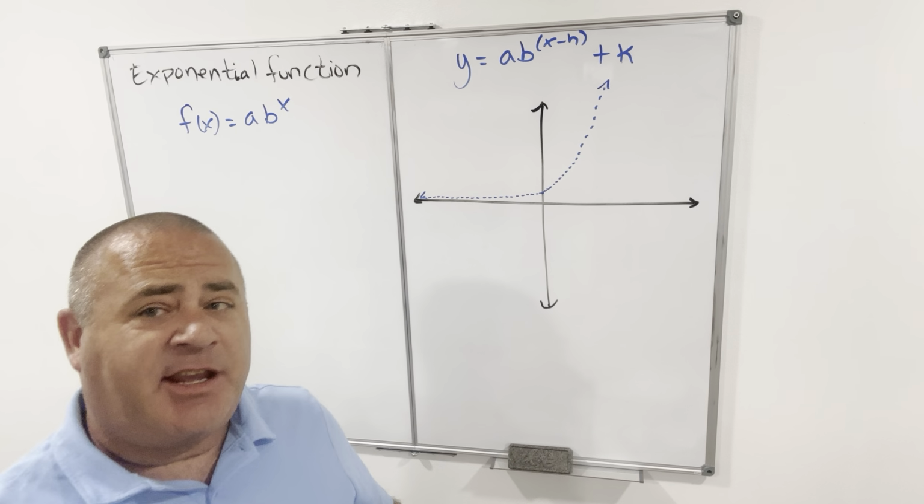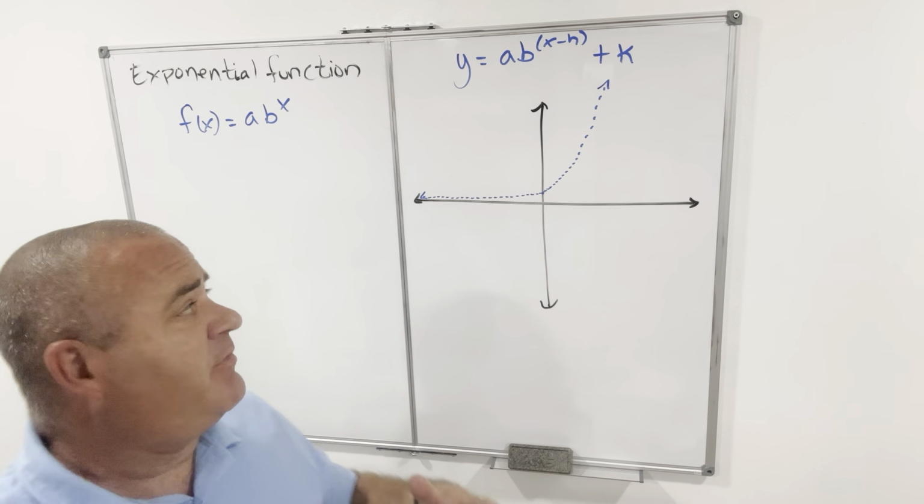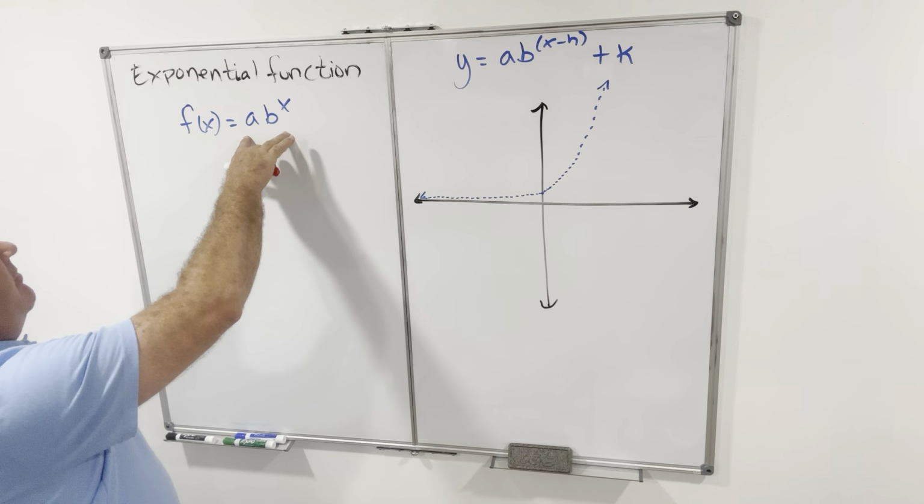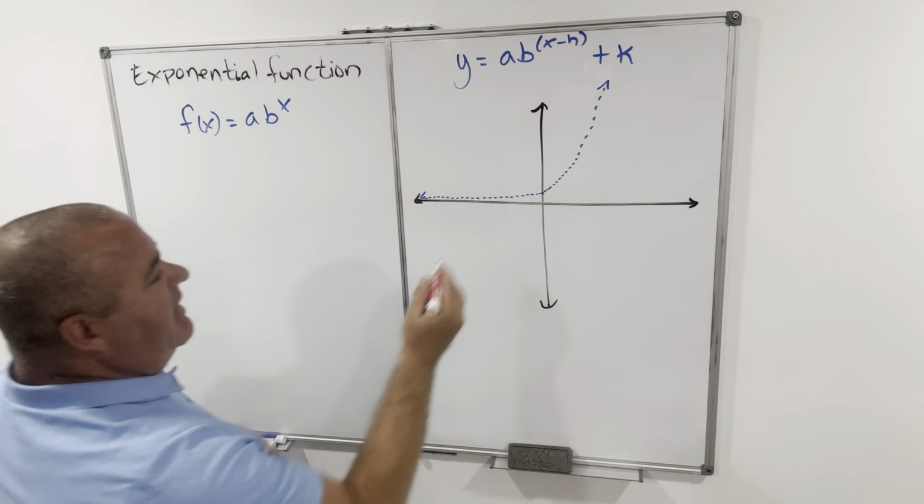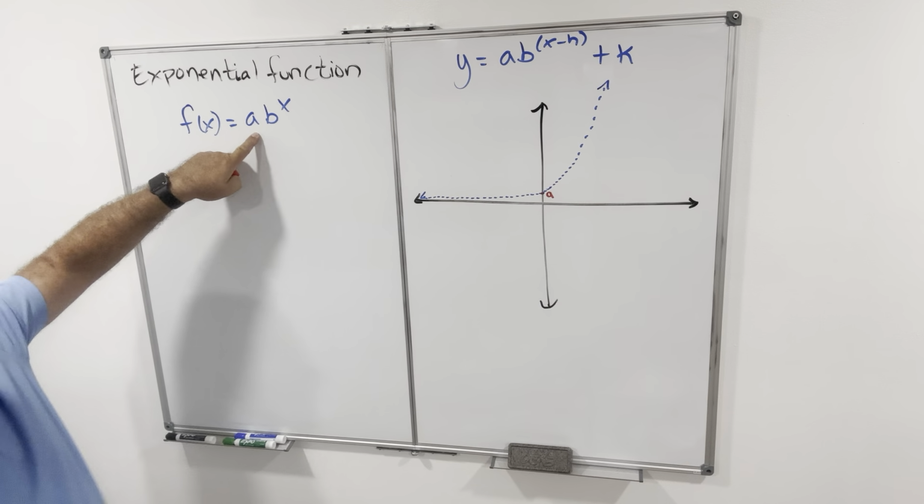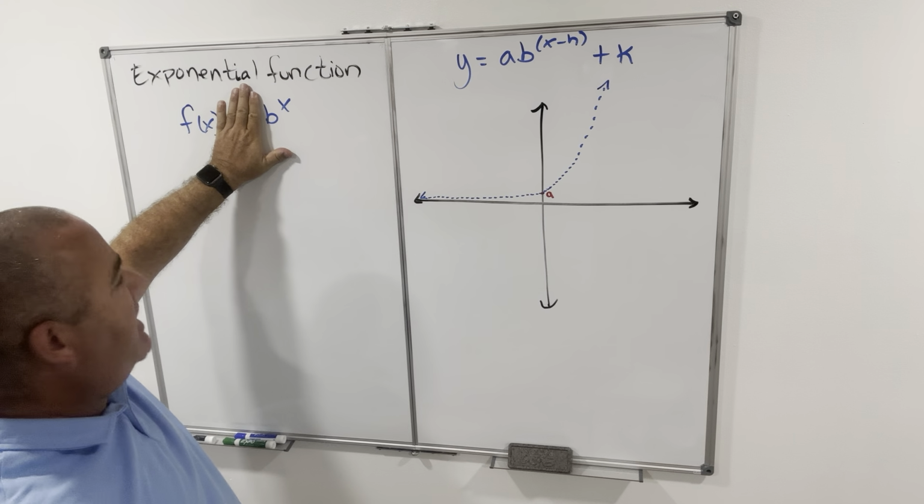Okay, in this second part of exponential functions, we're going to be looking at the graphs of exponential functions. Now, this is the generic form of this graph. So a times b to the x, it's going to cross your y-axis right here at a. Now, if there is no a, that means a is equal to 1.